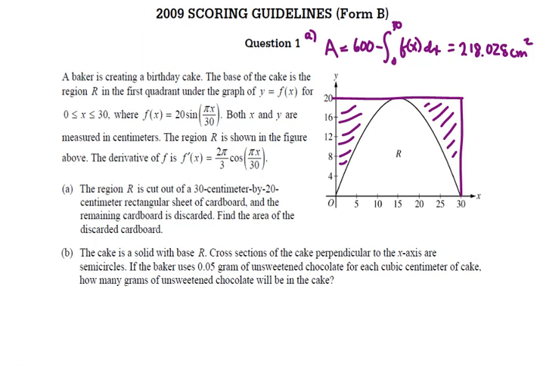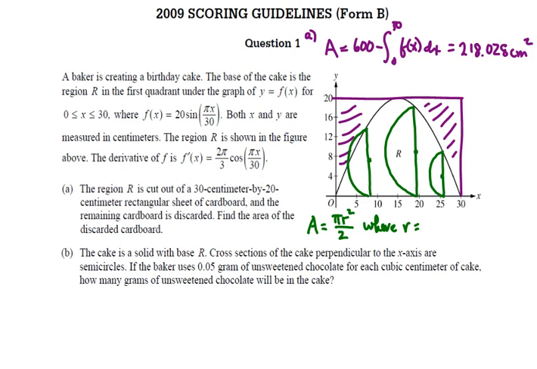In part B now, we're going to use the base R as well, the cake is going to be a solid with a base of R. So R is going to be the base of the cake, and cross sections of the cake perpendicular to the x-axis are going to be semicircles. Kind of like what I've tried to draw into the original diagram there. So the area of each of those semicircular discs, well, the area of a whole circle would be pi r squared, half a circle would be pi r squared over 2, but in this case the radius is half of the height of the function. So don't forget that the radius is not the entire height of the function, that would be the diameter.